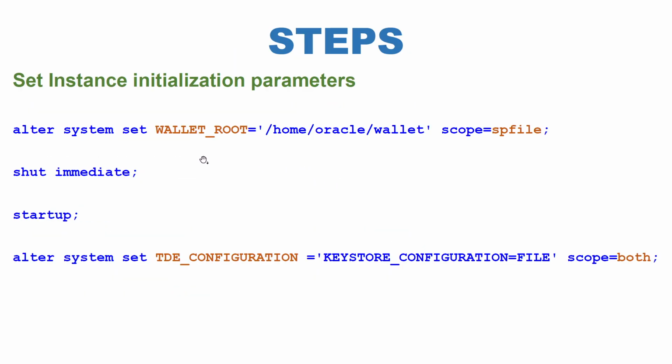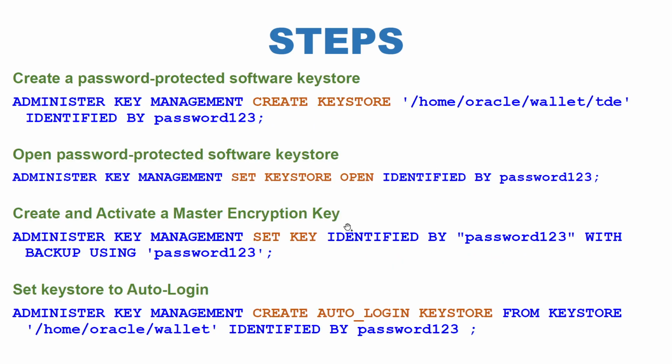So the first part is setting the instance initialization parameters. The two parameters we talked about are wallet root, which is the location where your wallet will be stored. So make sure you create this directory, and the scope will be at the SP file level. Then we will shut down the database, start up the database, and set another parameter called TDE configuration, where we'll say key store configuration is equal to file. Now, once these parameters are set, we are ready to create our wallet.